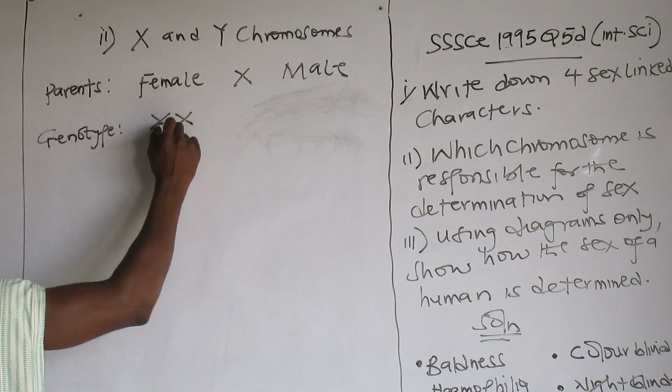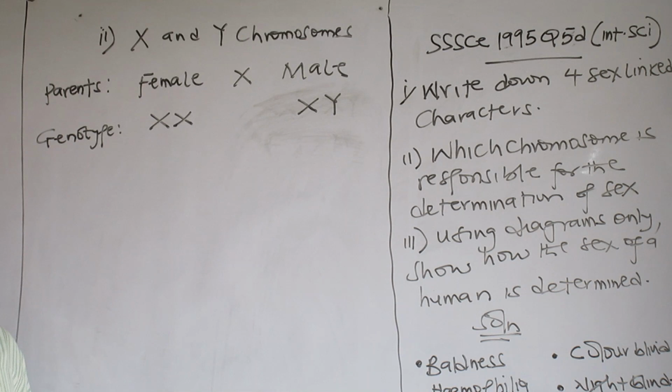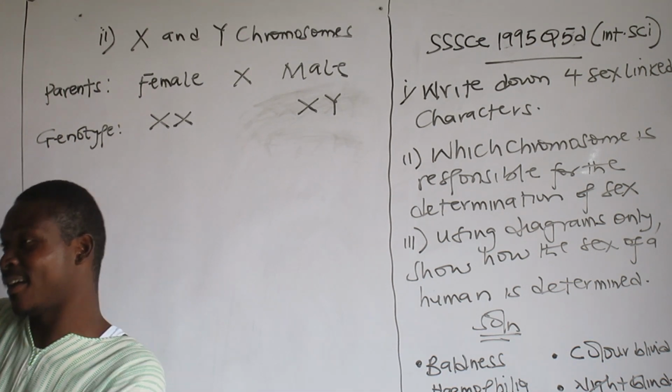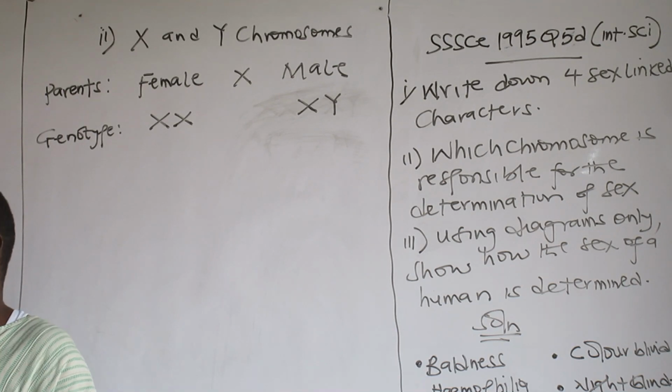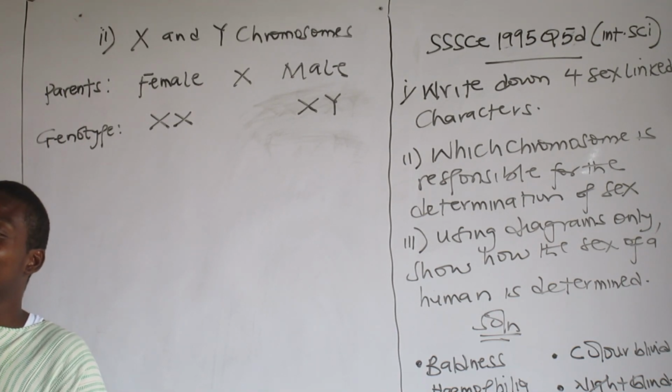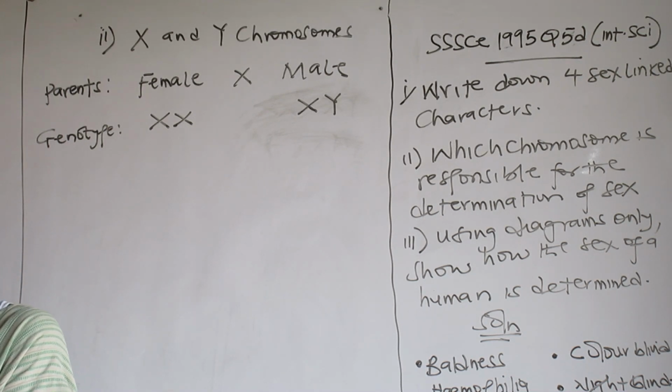So we have XX and what? XY. What is going on here? The genes occur in pairs, okay? So X and Y are the chromosomes. XX will form a female. You can't just say X is for female and Y for male. It's not true because the male also has an X, right?